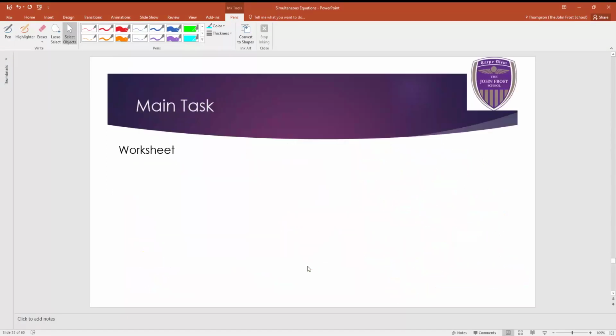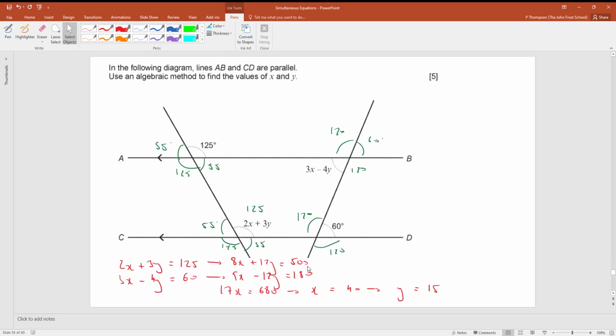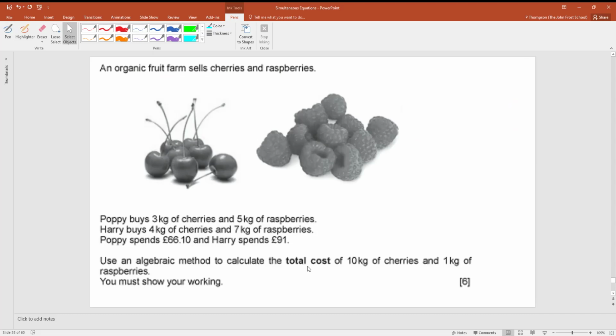So the main task is on a worksheet. So have a go at the worksheet and then come back when you're ready for the checking question. Oh, there's also a challenge question as well, which is there. And the answers are coming soon. If you paused and have a go, there's the challenge answers. Okay. Right then, checking question. See you next slide. Pause it, write down what's important, have a go, and then come back when you're ready for the answer.